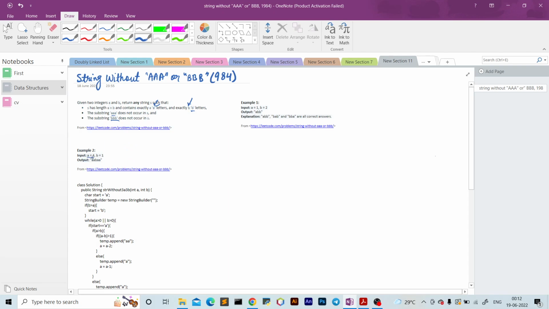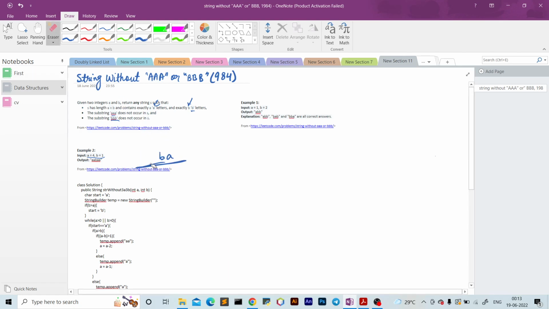So let's say A is 4 and B is 1. Basically we want 4 A's and 1 B in the output string, but let's say if we choose AAABA, then this is incorrect. Although it satisfies the condition that there are only 4 A's and 1 B, there are three consecutive A's present here, which means this is an incorrect answer.